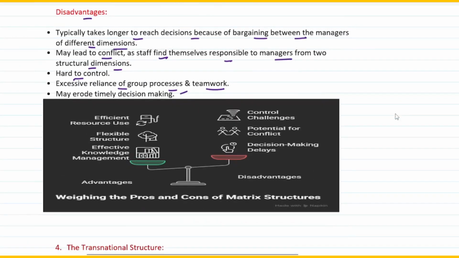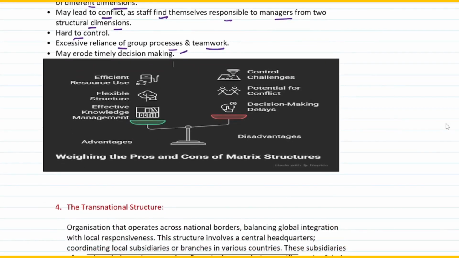So let's have a look at the figure that can give you the key points as to what the advantages and disadvantages of matrix structure are. Advantages are basically efficient use of resources. Then there is a flexible structure, and there can be effective knowledge management. But the disadvantages can be control challenges, a potential for conflict, and it is hard to control, as we have already discussed, and there may be decision making delays. So these are the various disadvantages of the matrix structure, right?